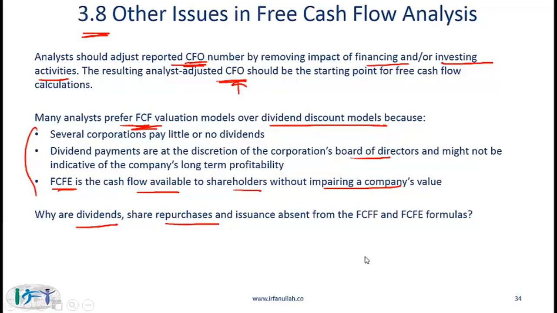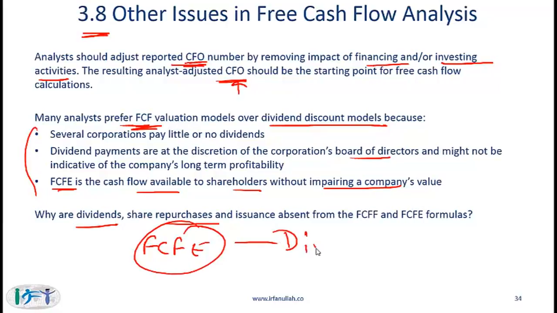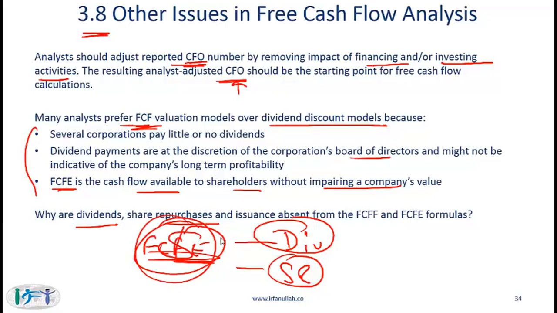Why is that? The reason is that if you take FCFE, the dividends and share repurchases are happening from the FCFE. So these activities happen after you come up with FCFE, or you can think of this as the pool of money. Then money can be given out to shareholders as dividends or as share repurchases. So these happen afterwards. That's why in calculating the FCFE, we do not add or subtract any of the transactions with shareholders. So there is a question about issuance.